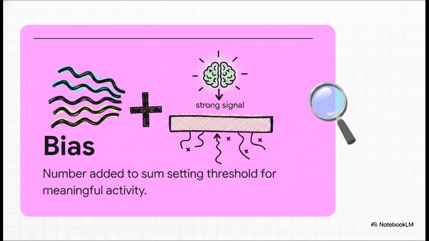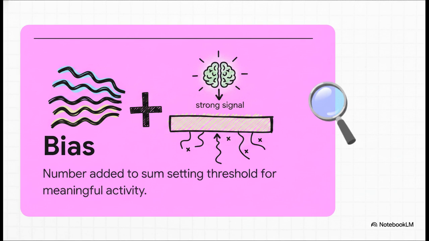But weights alone aren't quite enough to make it work. Alongside weights, we introduce a concept called bias. A bias is just an extra number added to our weighted sum. It establishes a strict threshold. It's essentially telling the network, hey, do not light up this neuron unless the incoming signal is really, really strong.